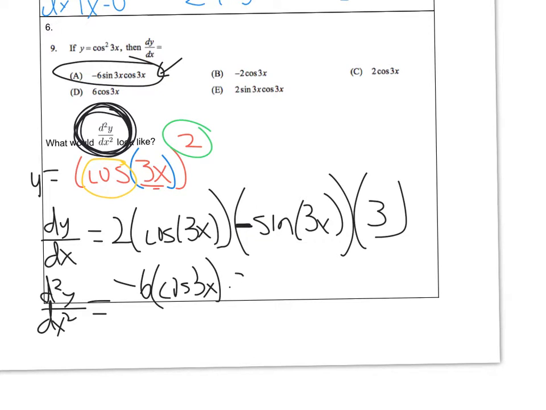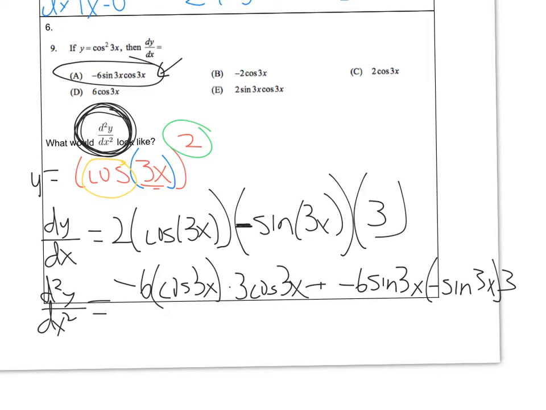Chain rule times 3, and then cosine 3x. Plus negative 6 sine 3x. Derivative of the cosine is the negative sign. Leave the inside times 3. That would be your second derivative, which we could clean up, but I'm not going to.